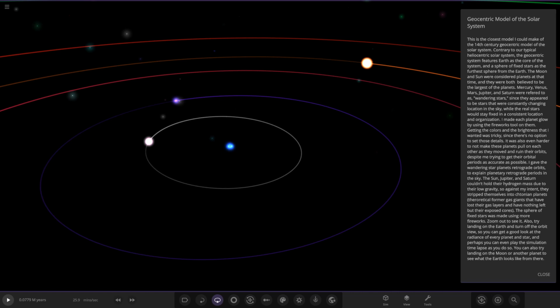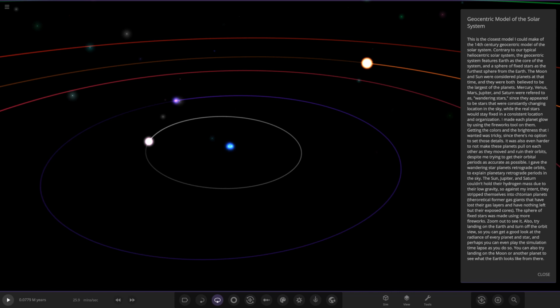So despite me trying to get their actual orbital periods, I gave the wandering star planets retrograde orbits to explain the planetary retrograde periods in the sky. The Sun, Jupiter and Saturn couldn't hold their hydrogen mass due to their lower gravity, so against my intent they stripped themselves into Chthonian planets, former gas giants that have lost their gas layers. Okay, but their exposed core.